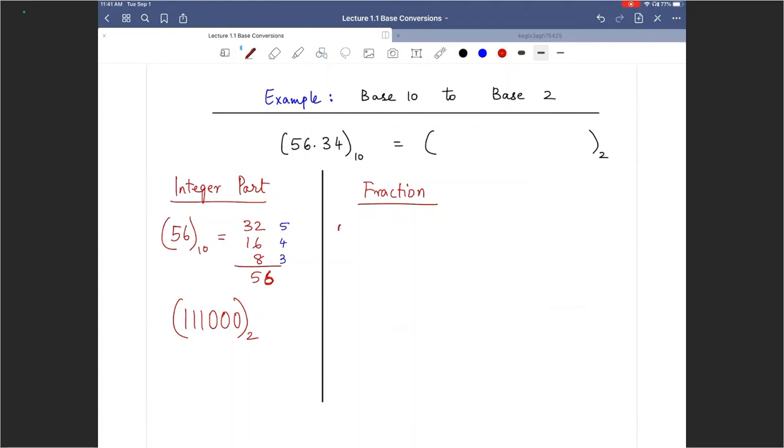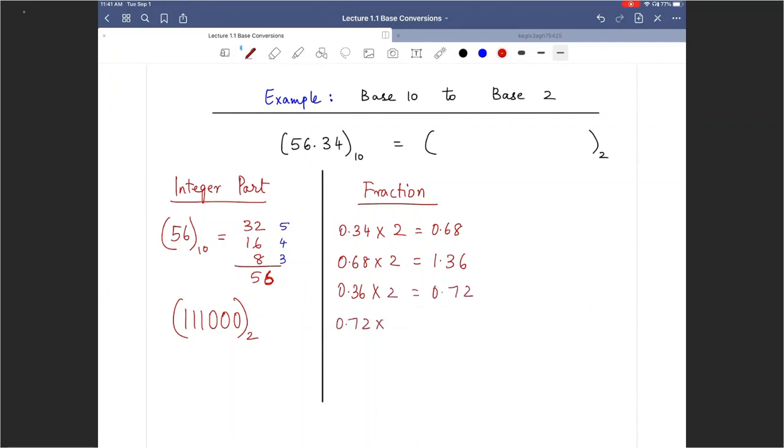So for example, the fraction part here is 0.34. Instead of multiplying with decreasing powers of 2, now I'm going to successively multiply by 2 and record the integer part of the result. So what do I get here? I get 0.68. So I'm going to fill in this 0. Next, 0.68 times 2. What is that? 1.36. Okay. Drop the integer part. Take the fraction. 0.36 multiply by 2. What do you get? 0.72.